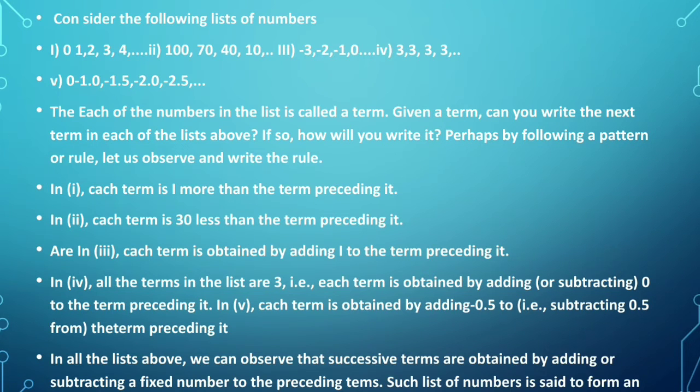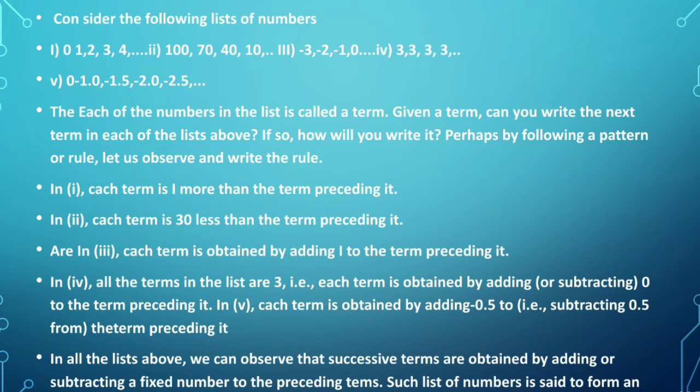Consider the following lists of numbers. The first is 0, 1, 2, 3 and so on. The second is 100, 70, 40, 10 and so on. The third is -3, -2, -1, 0 and so on. The fourth is 3, 3, 3, 3 and so on. And the fifth is 0, -0.5, -1, -1.5, -2.0, -2.5.